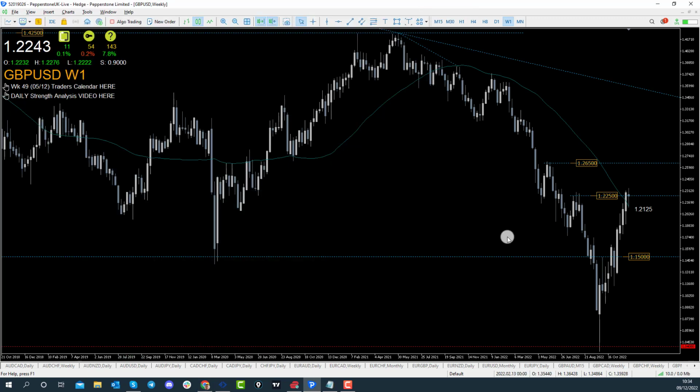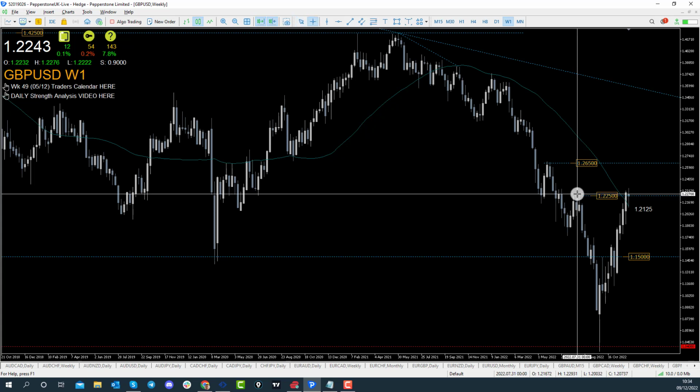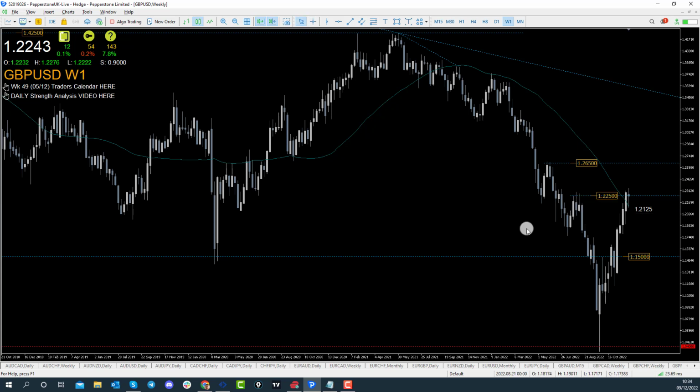What is going on with cable? Well, we're still hovering around the 1.2250 handle, which is this area of highs here that formed back in July 2022. And we've had pretty much a mixed week in terms of dollar pairs, and the reason being, I think, is because the market is waiting for some kind of fundamental catalyst to give it a bit of a push at the moment.